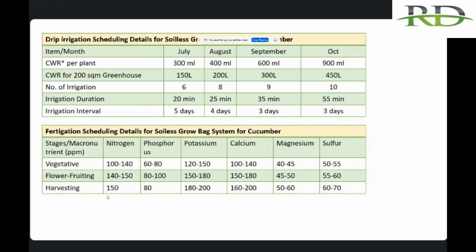Again, here we have the drip irrigation system and fertigation system. You can see that as the colder months approach, the water requirement increases, and the duration and the number of irrigations also increase in the case of cucumber. Also here we can see that for the vegetative, fruiting, and harvesting stages, there are different fertigation schedules in cucumber, right?